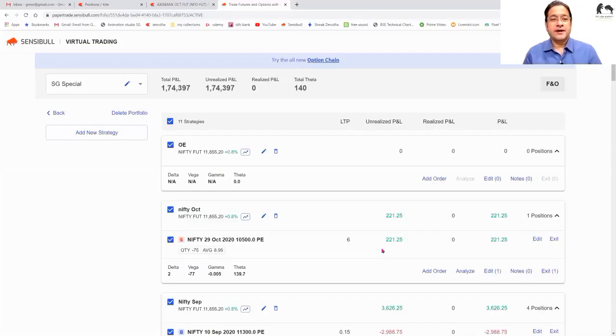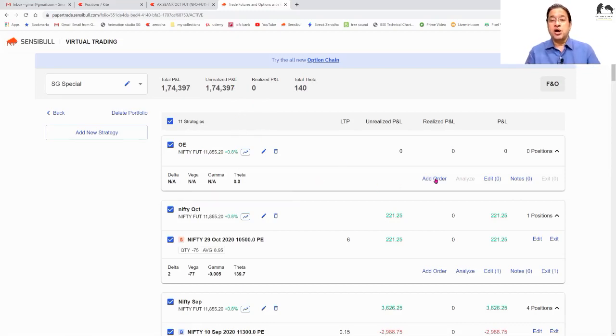Okay, welcome back. Right now I'm using Sensible virtual trading. As you know, the stock exchange doesn't allow virtual trading, so you get access to virtual trading using your Gmail or your mail account. We'll be explaining how exactly to go to the screen, but right now I created an option expert particular position.